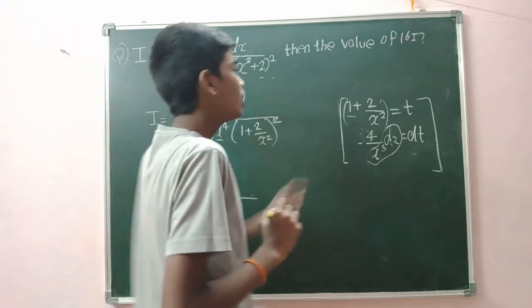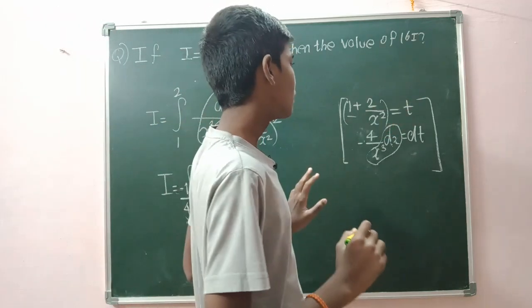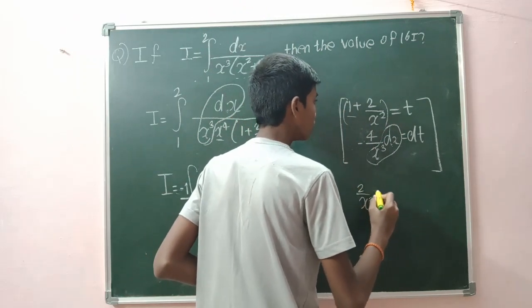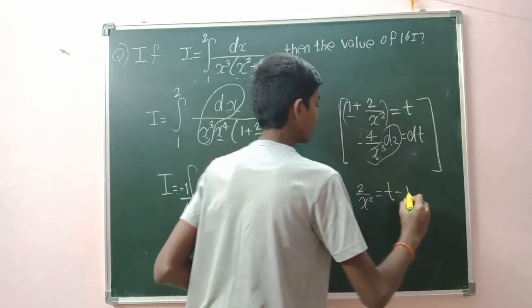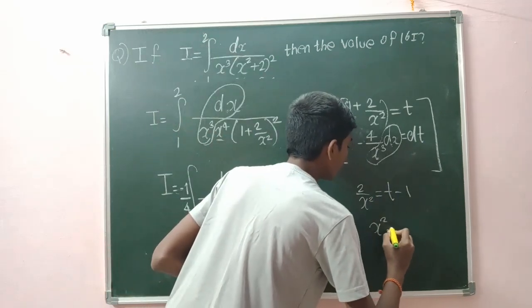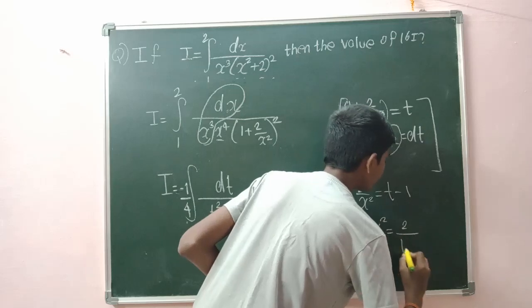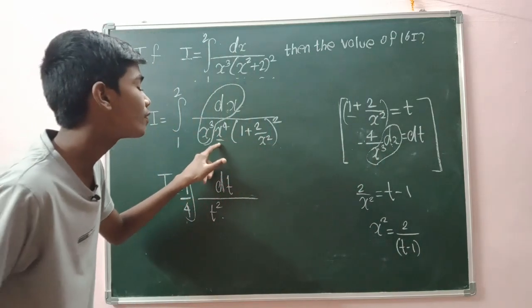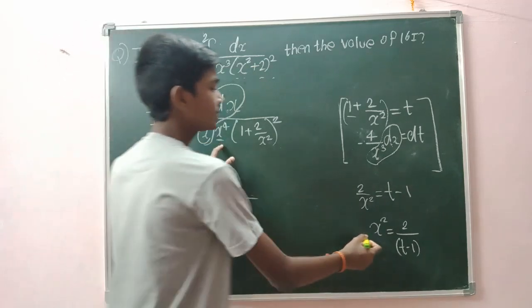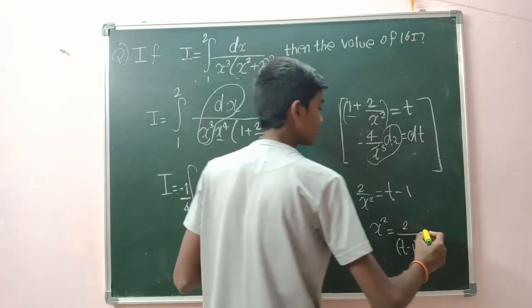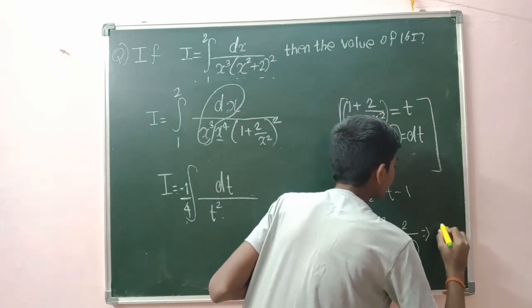We know that your 1 plus 2 by x square is t. That means your 2 by x square is equal to t minus 1. Correct now? Then what will be your x square? Your x square will be 2 by t minus 1. But what do we want here? We want to know the value of x power 4. So just square on both sides of the equation. When you square on both sides of the equation, I will get 4 by t minus 1 whole square.